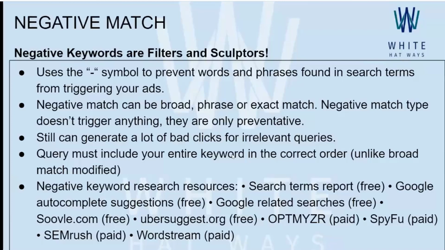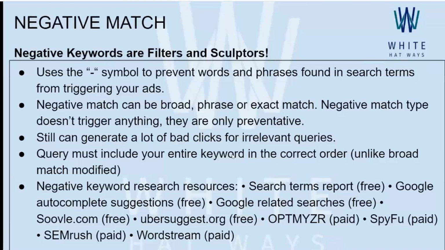Negative match types don't trigger anything. They are only preventive. Negative keywords would not trigger anything. They will only prevent your ad from appearing in front of irrelevant search terms. The third point is that they can still generate a lot of bad clicks for irrelevant queries. And queries must include your entire keyword in the correct order, unlike broad match modified.